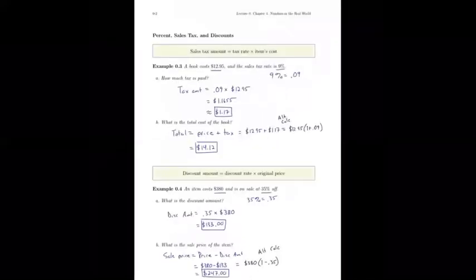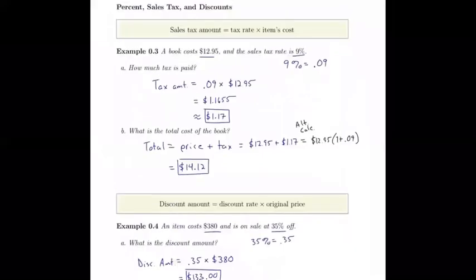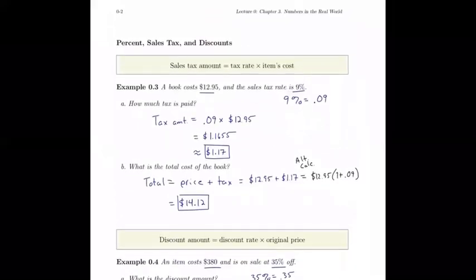So let's see. Now to deal with tax amounts. So just using percentages in a way that we're used to, or rates in a way that we're used to. We of course know that the sales tax amount is equal to the tax rate times the cost of the item. So in the example we're given below, they say a book costs $12.95. Its sales tax rate is 9%. How much tax is paid on this $12.95 book?